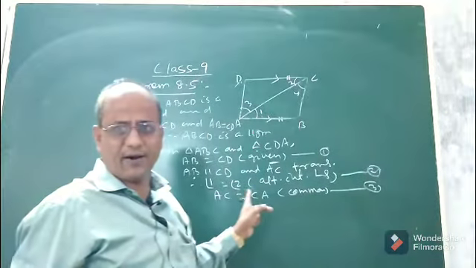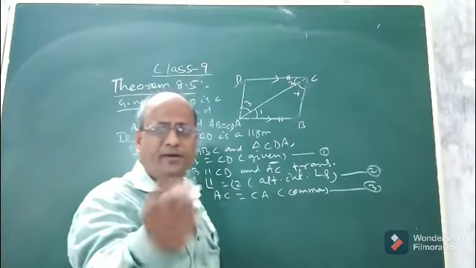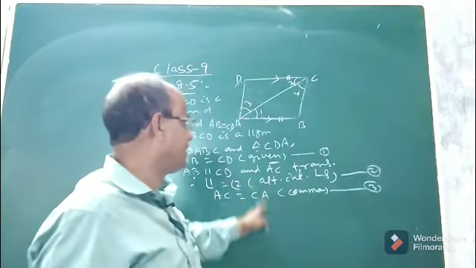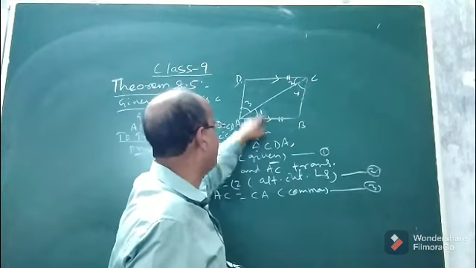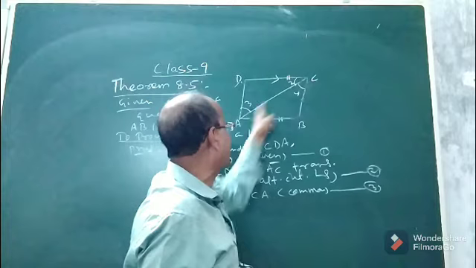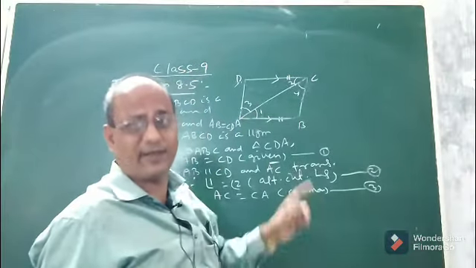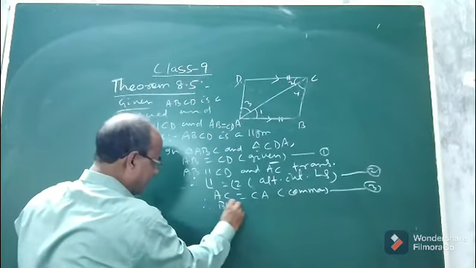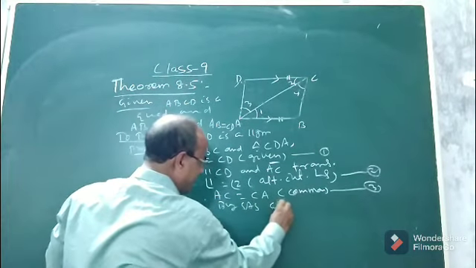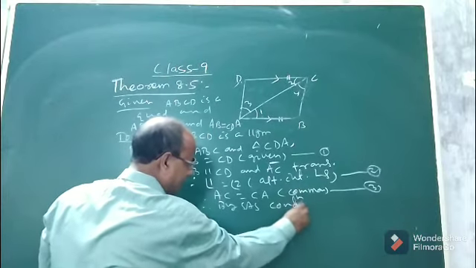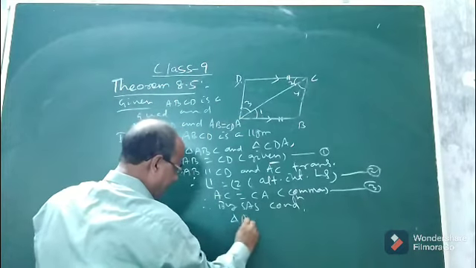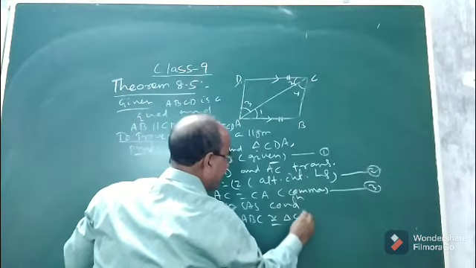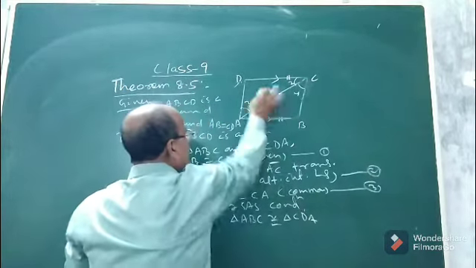Now we got the three matching parts, and these three matching parts satisfy which criteria of congruence condition? AB equal to CD, angle 1 equal to angle 2 and AC common. So no doubt it satisfies the SAS condition. Therefore, by SAS congruence condition, triangle ABC will be congruent to triangle CDA. So thus we proved that these two triangles are congruent.